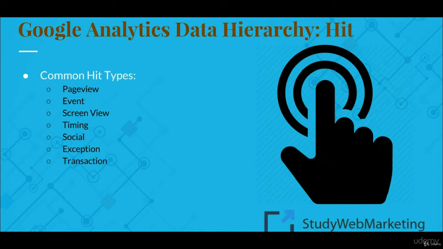Now let's start with the lowest level data type available, which is a hit. A hit is essentially every user interaction with your app or website which is recorded by Google Analytics. Some of the most common hit types are page views, events, screen views for app, timings, which can be for both web and app, social interactions, exception handling, and transactions.